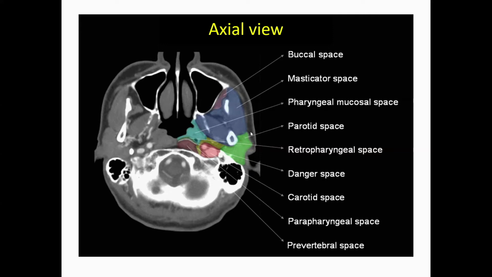This is a parotid. Why do you need to know the parotid space? When you have a pharyngeal mucosal space involvement, it is T1. The parapharyngeal space involvement is T2. The parotid space is nothing but the parotid gland. So this is the parotid.